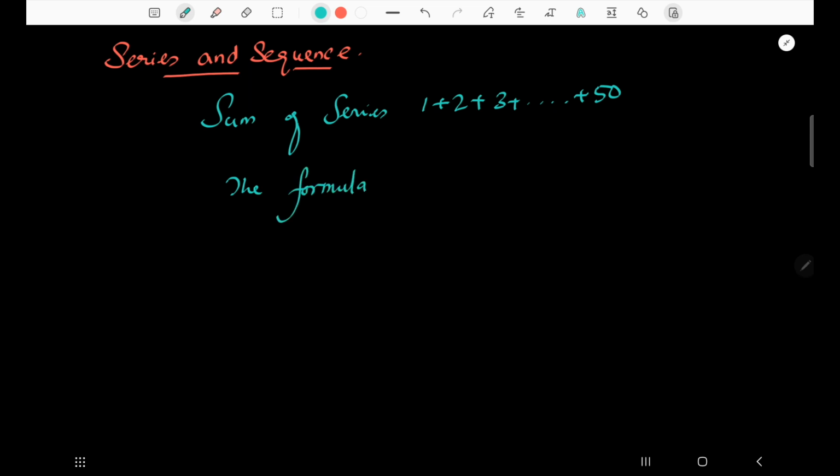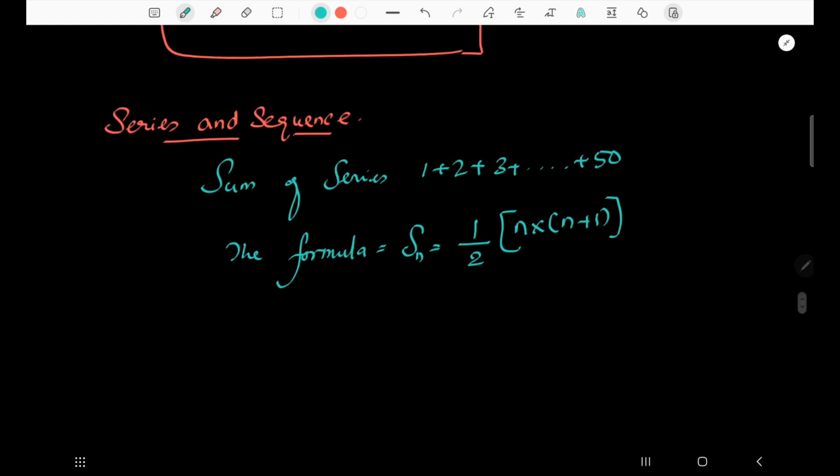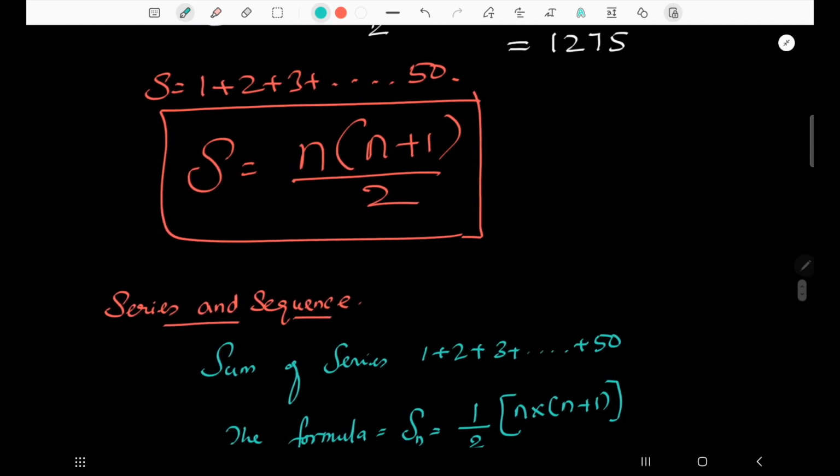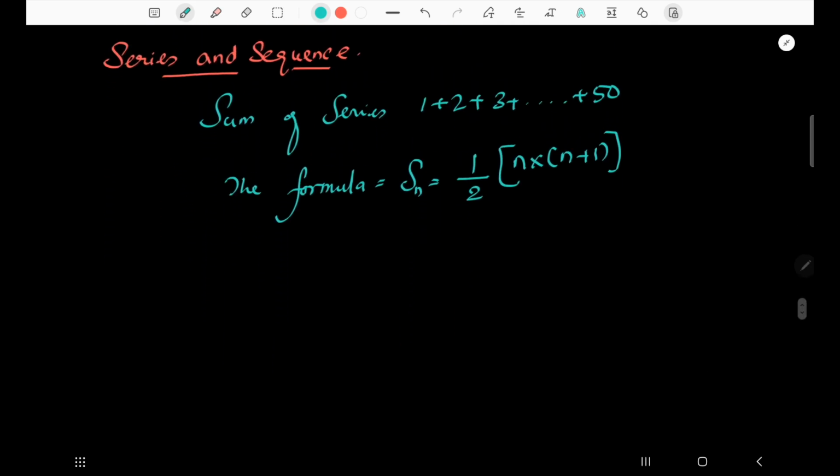The formula is Sn, the sum of n terms. Okay, it is half times n into n plus 1. We have seen this already. Now here, the last term, what is the n? N is the last term, right?